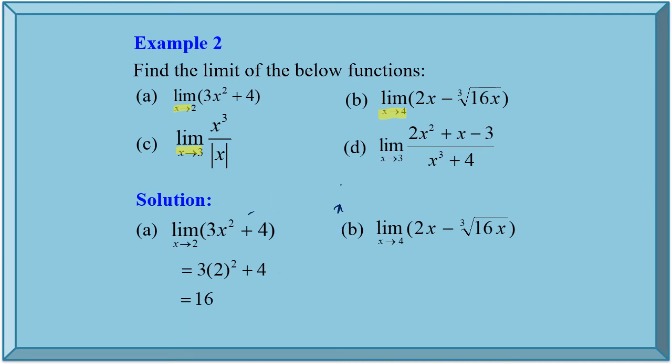Okay, for question B, we have the limit of 2x minus cube root of 16x as x approaches 4. So calculate it. Substitute the value. We get 2 times 4 minus the cube root of 16 multiplied by 4. 16 multiplied by 4 is 64. The cube root of 64 is equal to 4. And 2 multiplied by 4 is 8. 8 minus 4 is equal to 4. So we have the answer here.